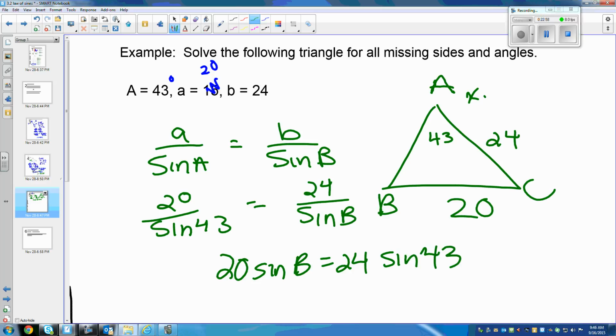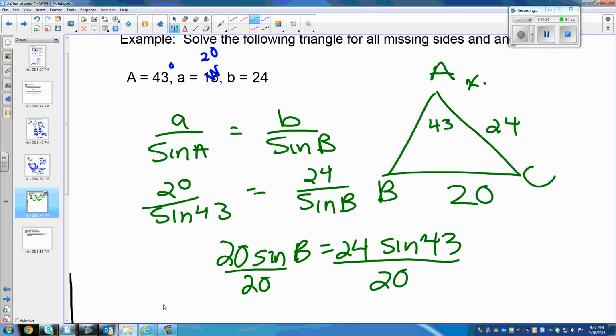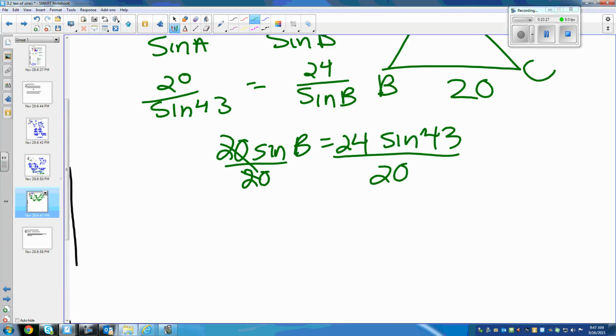What should we do next? Divide by 20 on both sides. Okay, so I'm going to pull up my calculator and do that. 24 times the sine of 43, end bracket, divided by 20. So sine B is equal to 0.818. How do I get B alone?